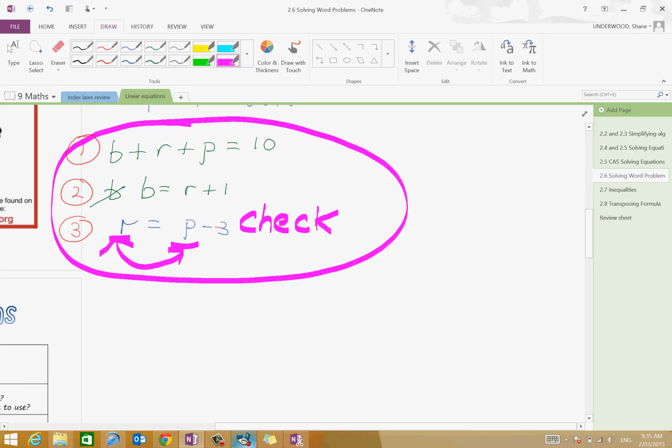Now, we've only got one more thing to go. You need to practice worded problems in your exercise book. Can you do that, please?